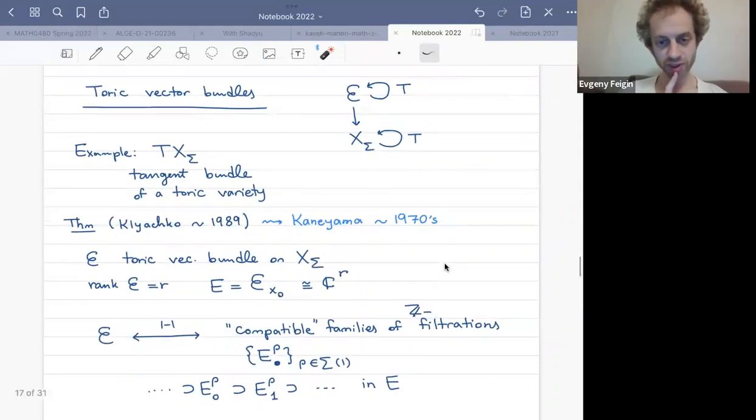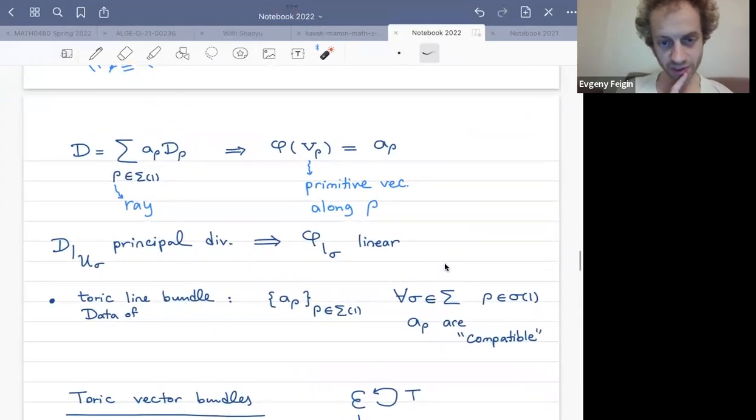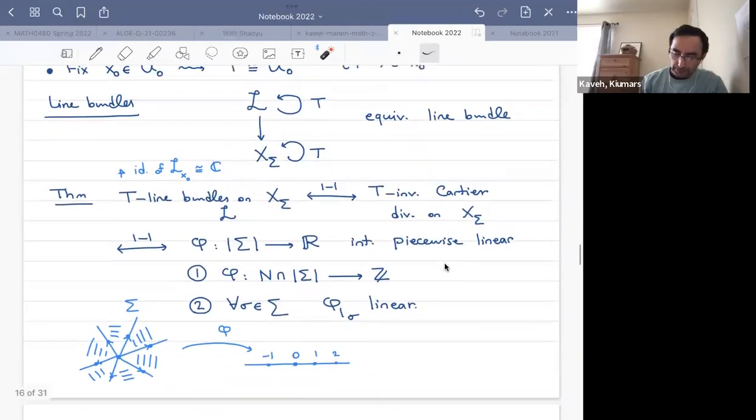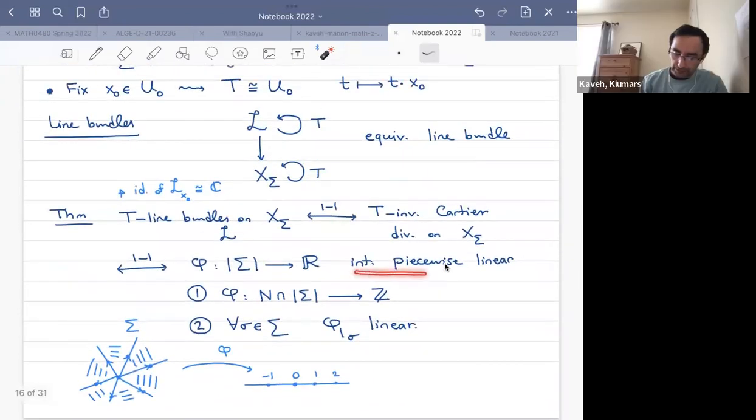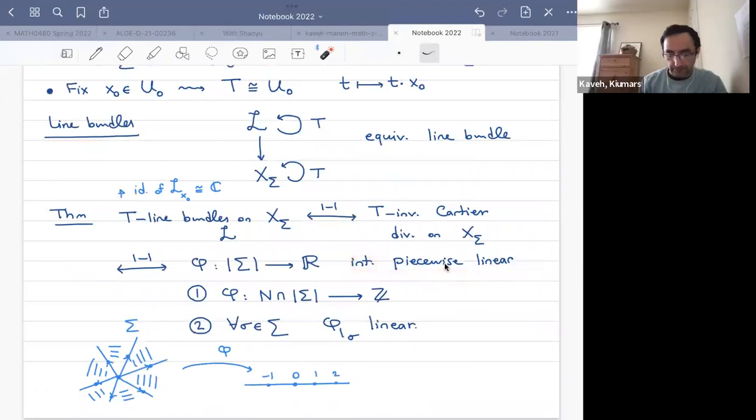Could you please go a bit back? So could you please repeat this? Phi is what? Phi is a piecewise linear function, which is integral, meaning it sends lattice points to lattice points, integer points to integers.